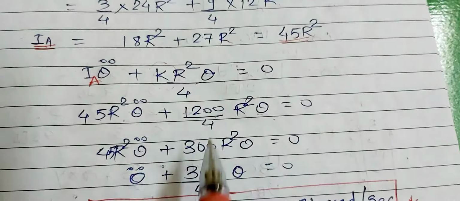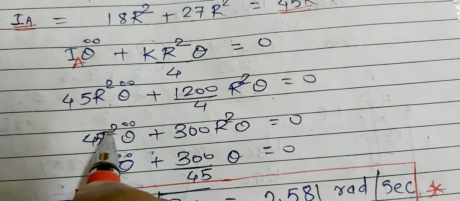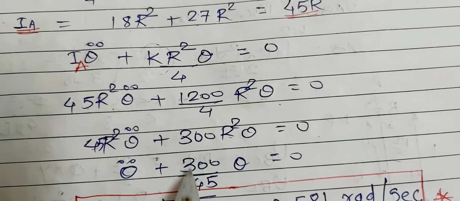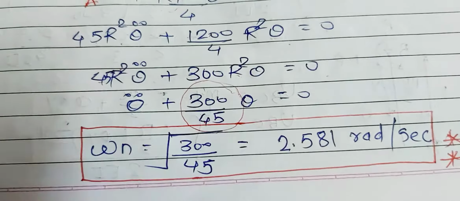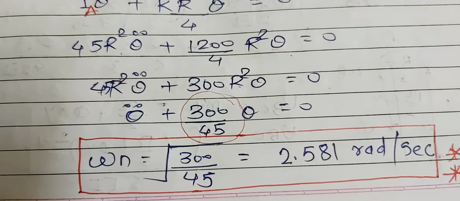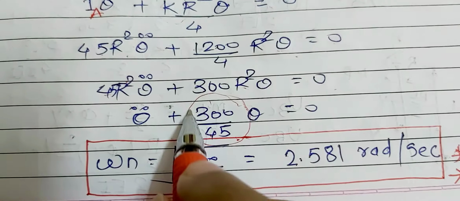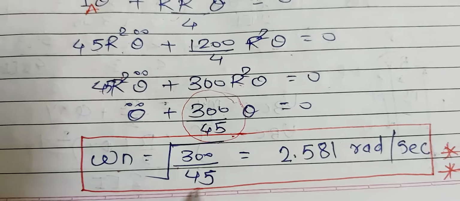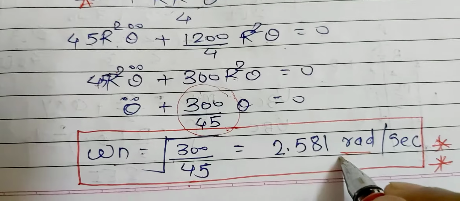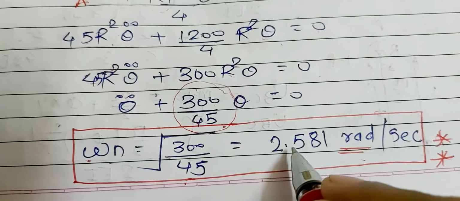Now for the simplification, we will get 300 r square. For the theta double dot term, the r square will get cancelled and the 45 comes across. What remains is 300 by 45, and that term is your natural frequency, omega square n. So omega square n is equal to 300 by 45. So omega n is equal to the square root of 300 divided by 45, and you will get the angular frequency in radians per second, which is 2.581.